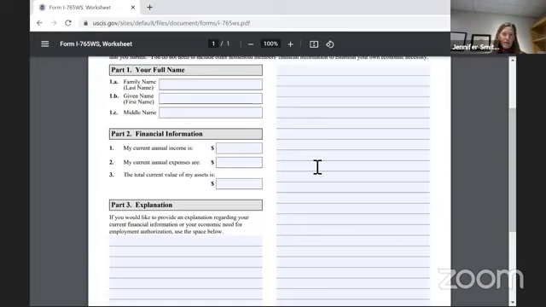And another type of evidence is immunization records. Those can be really helpful because usually you had to have those to go to school.